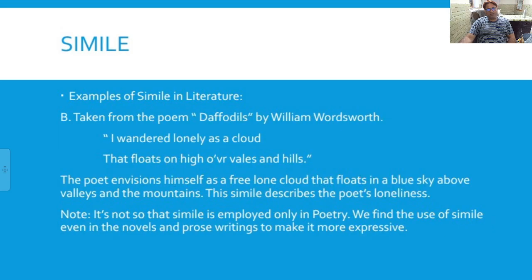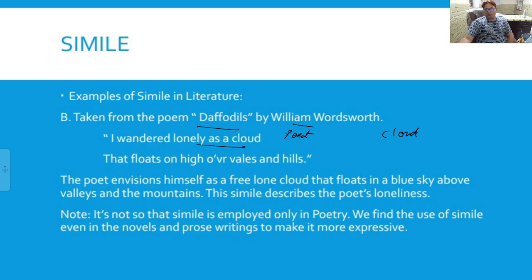Another example I have taken from Daffodils, again a beautiful poem by William Wordsworth. And the very first line of the poem: I wandered lonely as a cloud. Now see the imagery. I here means the poet, Wordsworth, okay? And the second element is cloud, a patch of cloud, okay?